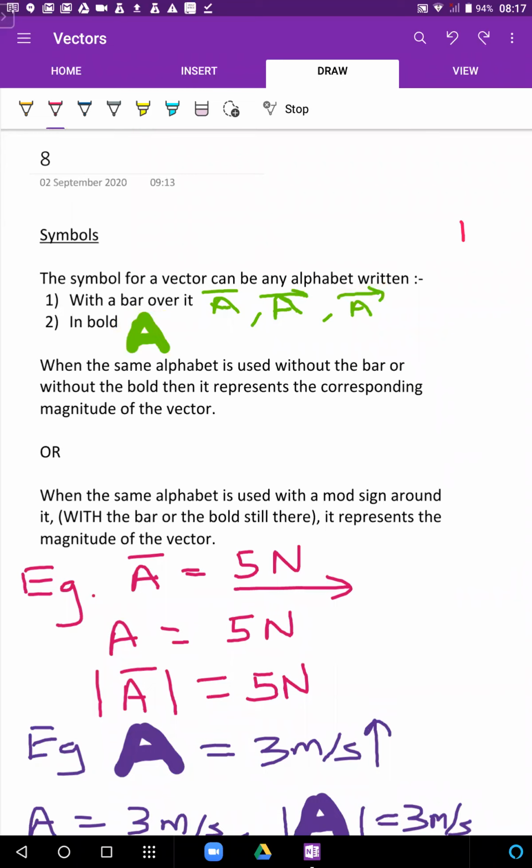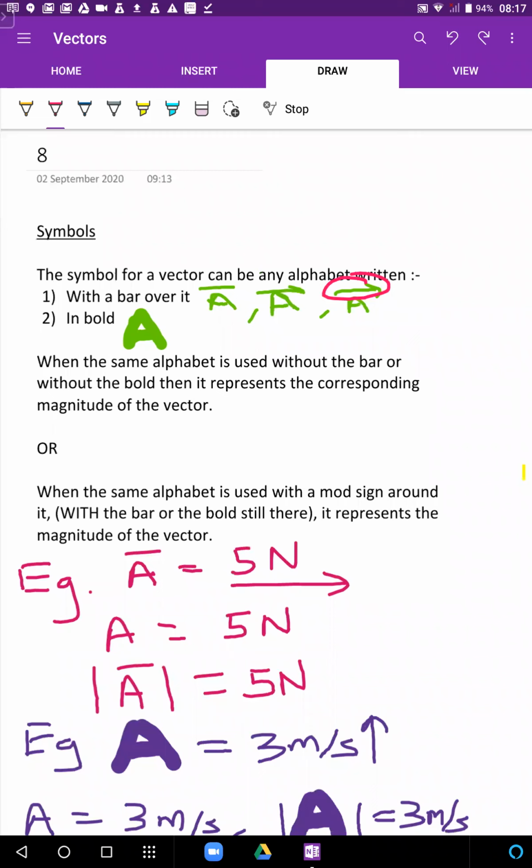Think about it: if I had to draw a 5 Newton vector, would I draw something like this? Absolutely not. Okay, this is just a symbol. Whether I draw a bar or a bar with an arrow like that, it's just a symbol. The direction of the arrow on top of the symbol does not give you any direction of the vector. It's just telling you that this quantity A is a vector quantity. Okay, so that's how you represent a vector.